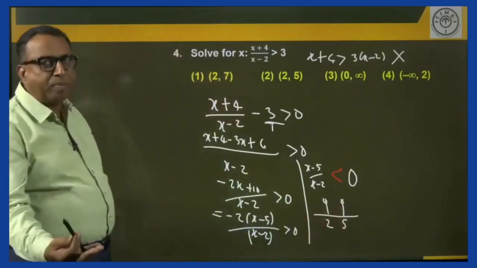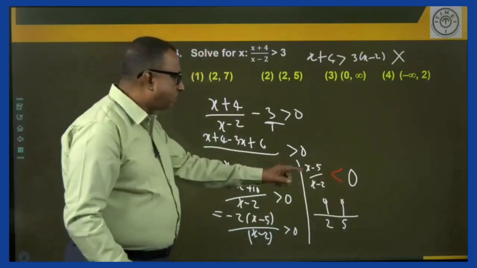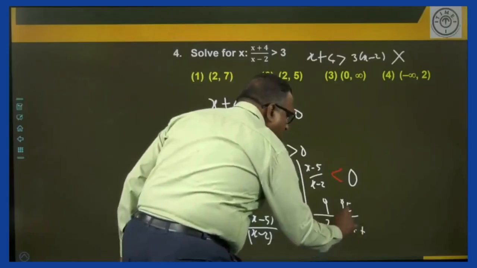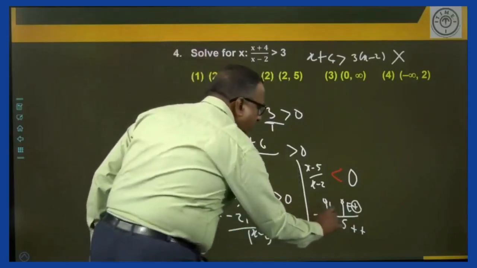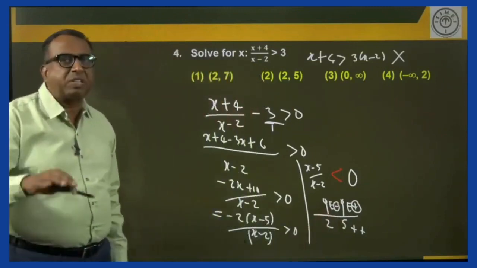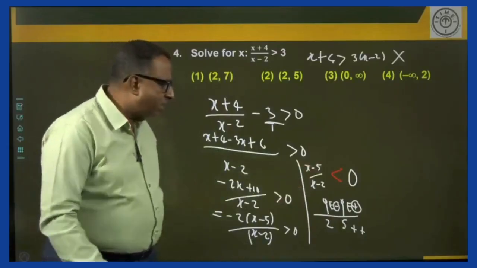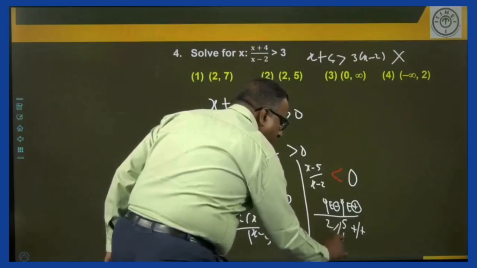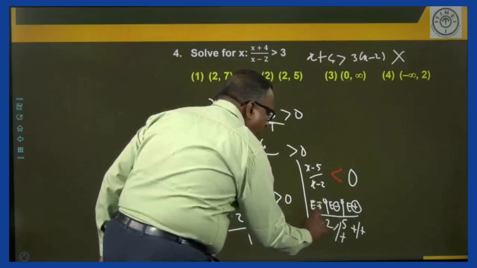Listen, if you put any number more than 5, say for example you put 6. 6 minus 5 is positive, 6 minus 2 is also positive. Expression is positive. Ikkada manaku expression will be negative. If you put a number between 2 and 5, say for example 3 అని అనుకోండి, 3 minus 5 is negative, 3 minus 2 is positive. You get ikkada plus by plus వచ్చింది, ikkada minus by plus, ikkada minus by minus. Ikkada చూడండి expression will be positive.